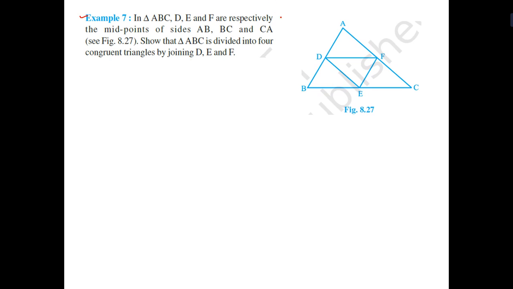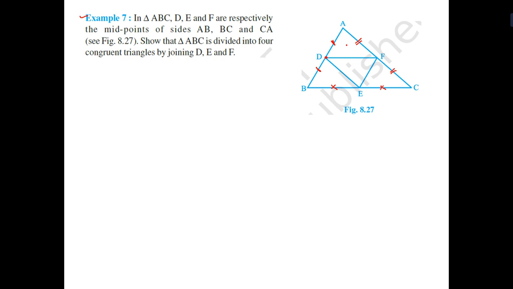So here that is given. Now these are all the midpoints, means what? Here it is equal to this. AF equals FC and BE equals EC. That we have to remember. So that ABC is divided into four congruent triangles.